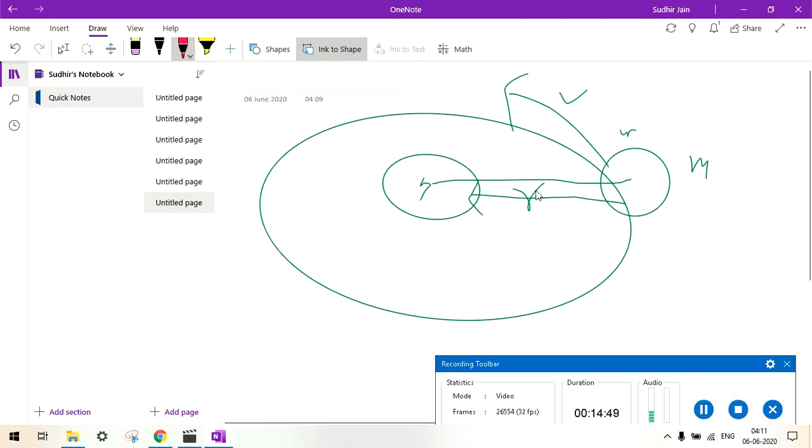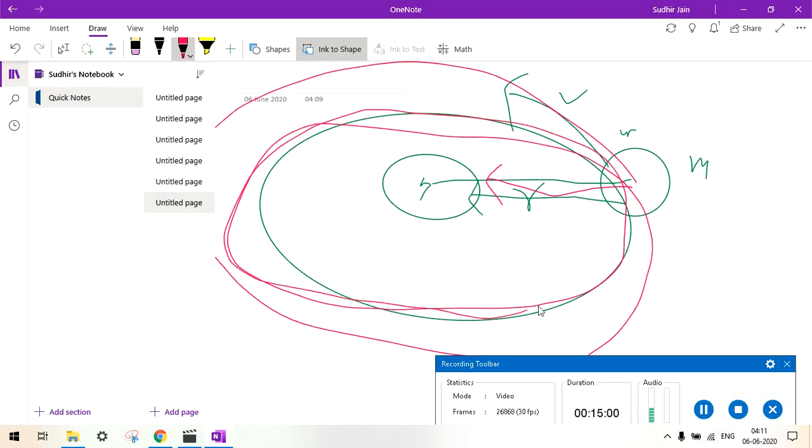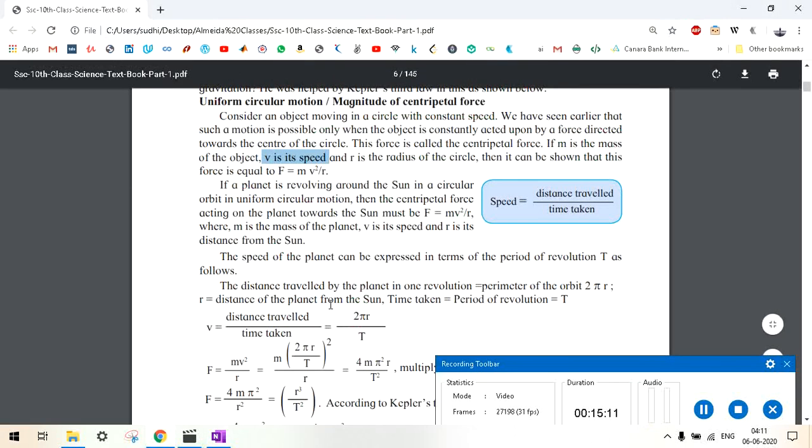the force which is actually acting upon this object towards the center, right? Because this object is doing a circular motion. It is revolving around this star, or the sun. So there is a force acting on this planet towards the center of the circle. The value of that centripetal force will be equal to mv squared by r. This is the formula.